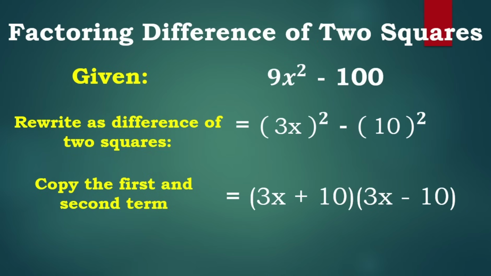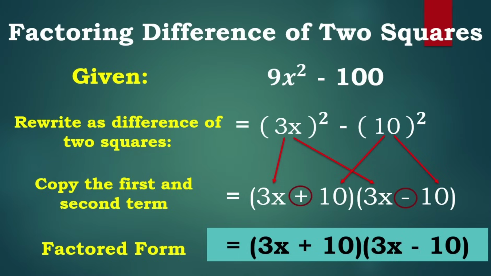So, our first term, yun ang ilalagay natin dun sa dalawang binomial. So, since nakuha natin si 3x, yun ang ilalagay natin dun sa sum and difference. And then, 10 for our second term. And then, do not forget the plus and minus. Dapat sum and difference siya. So, we will now have the factored form, which is 3x plus 10 times 3x minus 10.